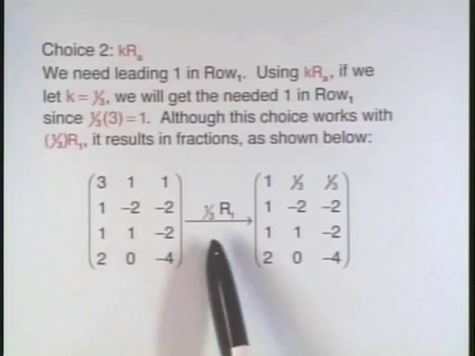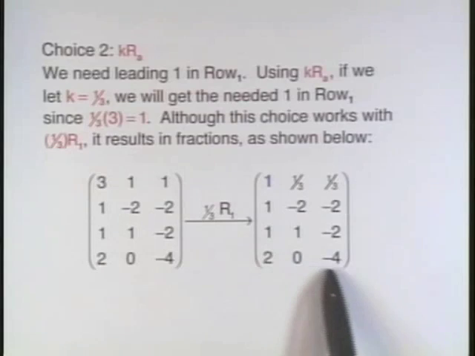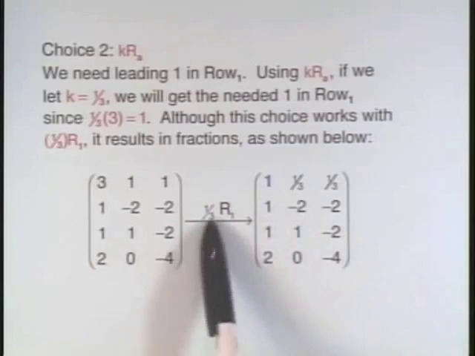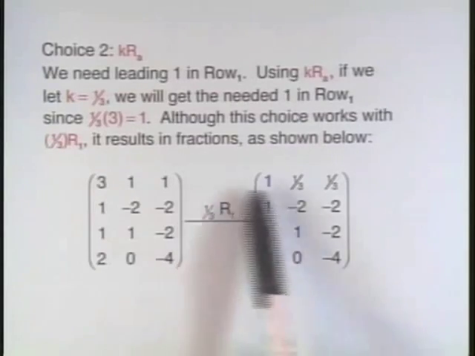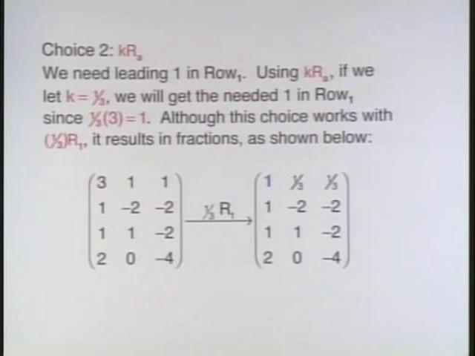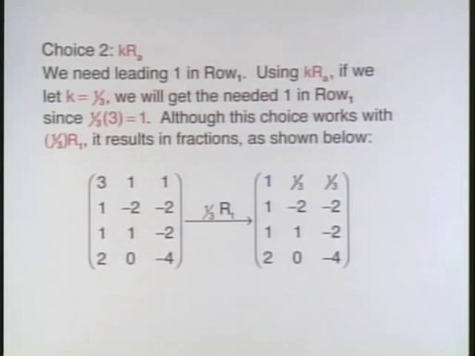So we have our original matrix. We take 1/3 times row 1 as our row operation. Rows 2, 3, and 4 stay the same. We have a new row 1 with entries 1/3 times 3 is 1, 1/3 times 1 gives us 1/3, and 1/3 times 1 gives us 1/3. This choice works since it also creates a leading 1 in row 1, but the math will get messy since you will be adding fractions in future steps to get zeros above and below the leading one. Notice fractions cannot always be avoided when reducing a matrix, but in this case there are easier choices.